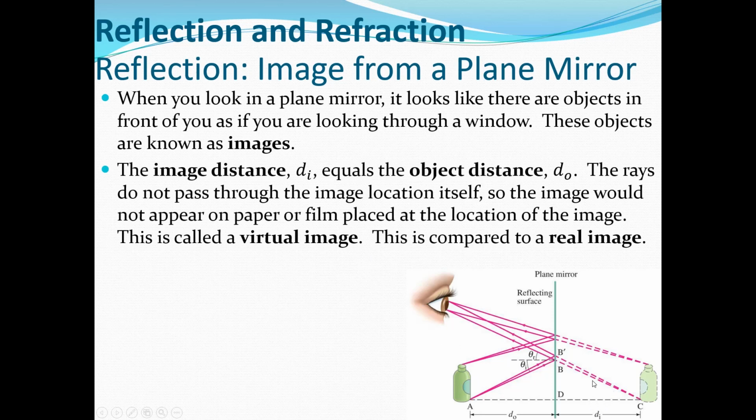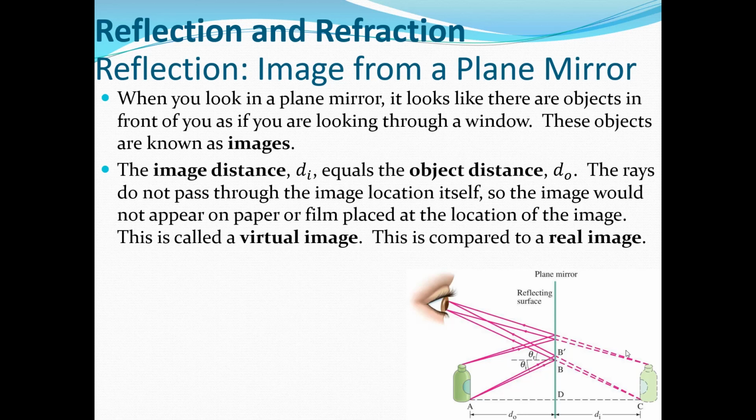So for a plane mirror, the image distance and the object distance are equal. Again, kind of makes our lives easy. Don't have to really do anything. We end up calling this a virtual image. So when an image is created inside of the mirror, we call it a virtual image, as opposed to something that could be created, which is called a real image.